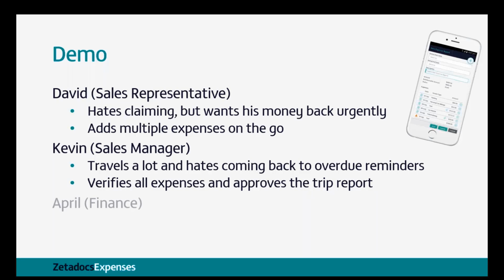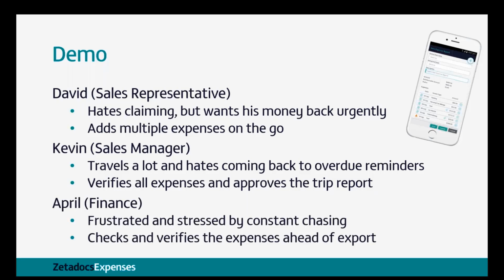The final persona is April in the finance team, and she feels stressed by constantly having to chase overdue expense claims and trawling through receipts, forms, and spreadsheets. She's looking for a process that takes much less time and allows her to get on with her core work. I will demonstrate how she can check, verify, and approve the expense claims that will now be coming in regularly thanks to Zetadocs Expenses. So now I'm just going to switch over to our demo environment.